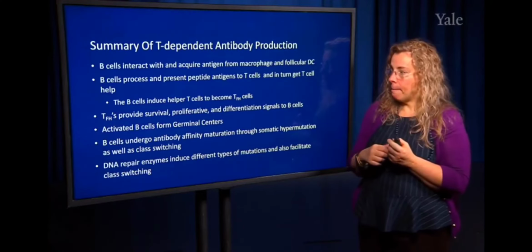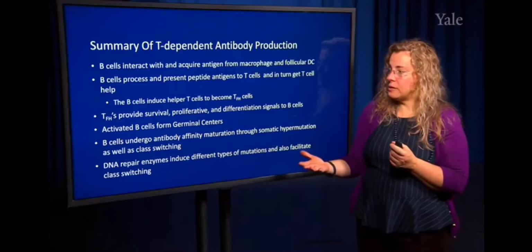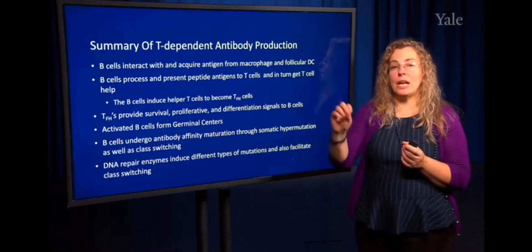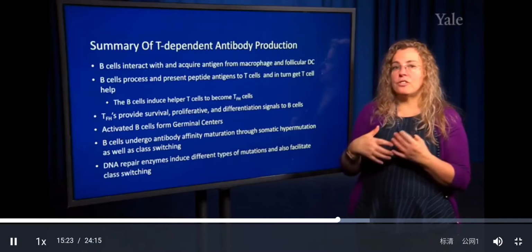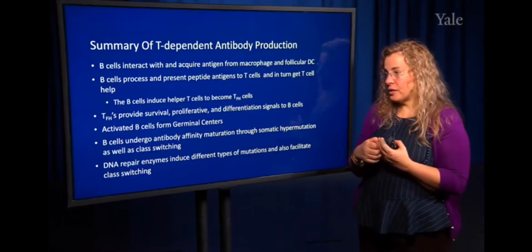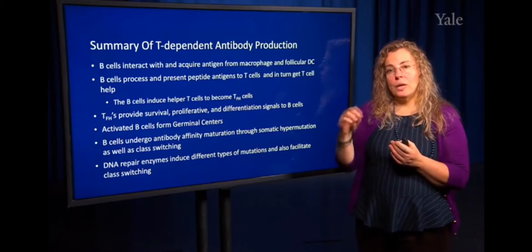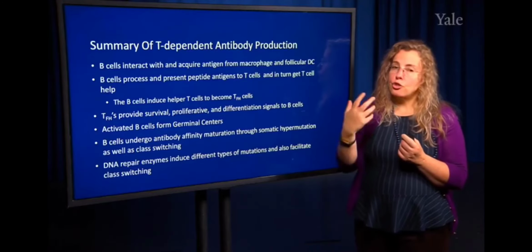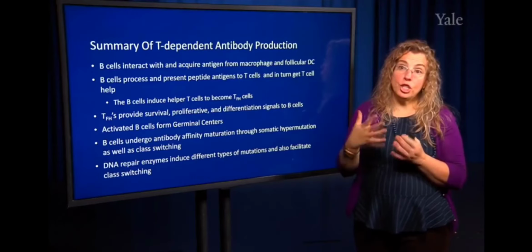The TFHs provide several different signals to B cells. They help them survive, they help them proliferate, and they help them differentiate eventually into those plasma cells and memory B cells, which is the positive outcome we want from a germinal center formation. And remember, in that germinal center, the goal is to increase the affinity of the antibodies being made by the B cell. Because the stronger the antibody can bind, the more antigen it's going to bind, and the better job it's going to do of trying to eliminate that pathogen.